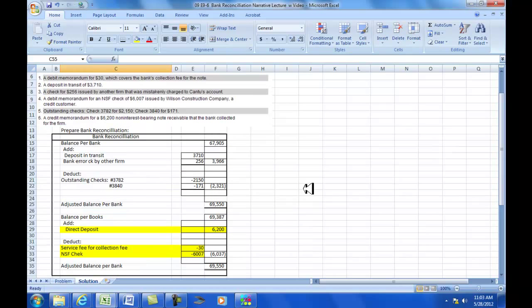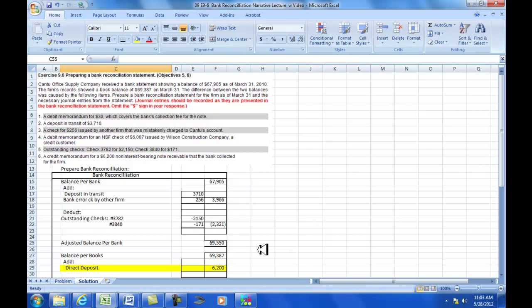And once these transactions clear the bank, then the bank balance and the book balance in reality will be the same. But in the meantime, we have our bank reconciliation. This is done from a narrative format. So thank you very much and best wishes on your practice.